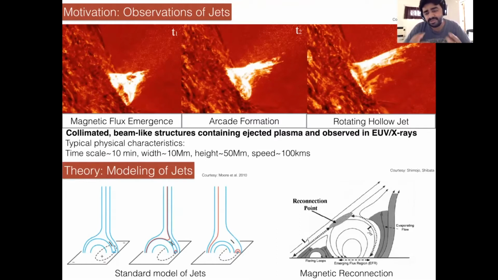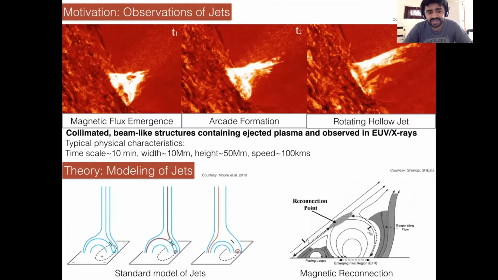So what we see observationally, looking at observations, is collimated beam-like structures which eject high energy plasmas, and they emit in ultraviolet and X-rays. Some of the observations tell us the basic characteristics, like the time scale of 10 minutes, these events occur in about 10 minutes. The width and the height are in tens of thousands of kilometers. The speed with which the plasma flows is hundreds of kilometers per second.